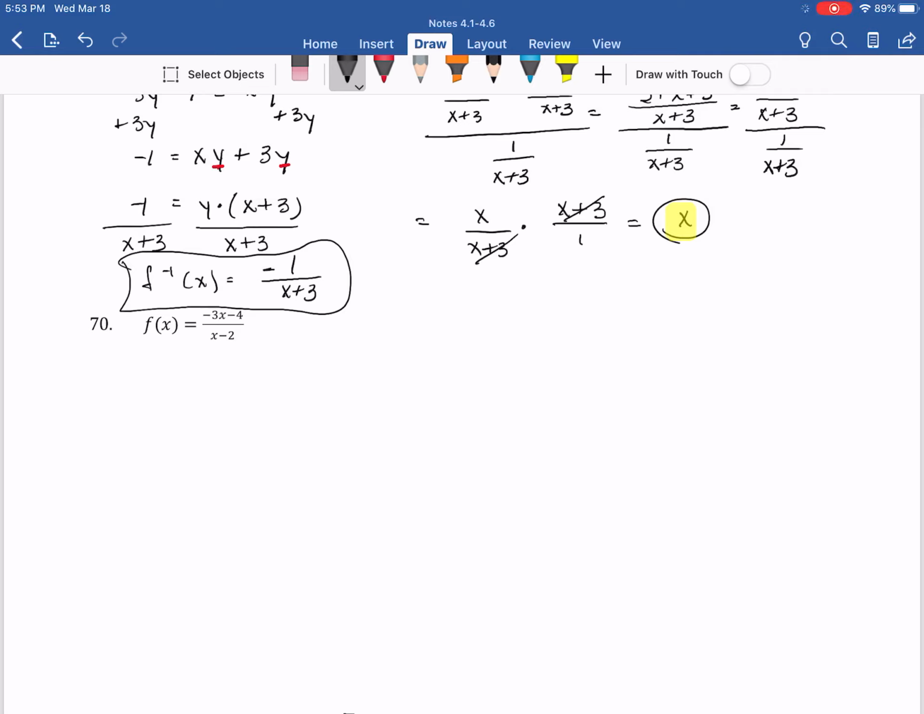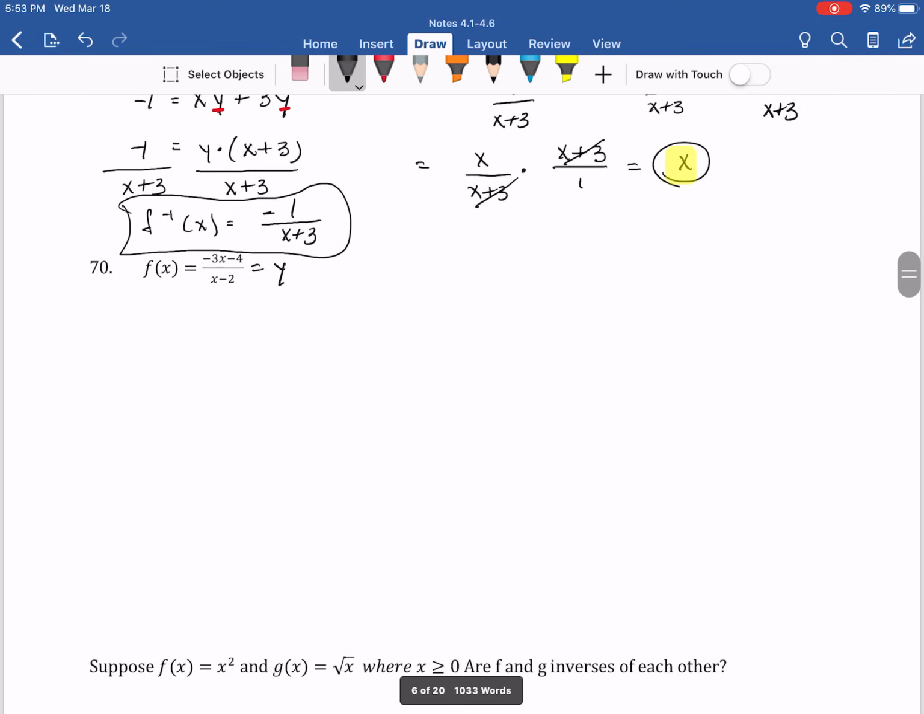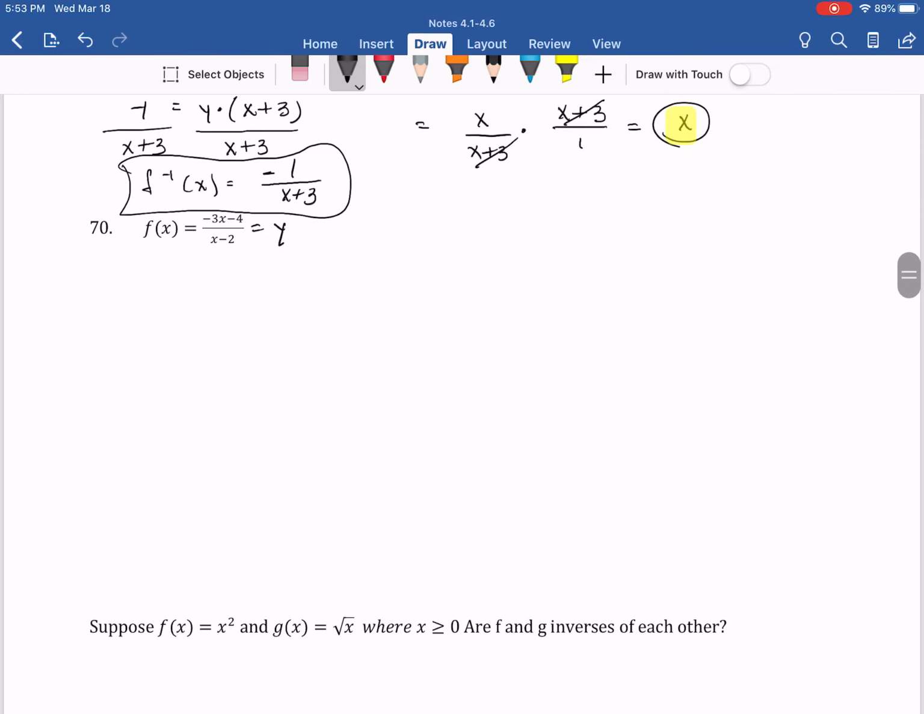All right, the next example is number 70. We are still trying to figure out the inverse function of what we have as given to be f. We set this equal to y. The first step is to interchange the x and the y. So that is going to look like this.